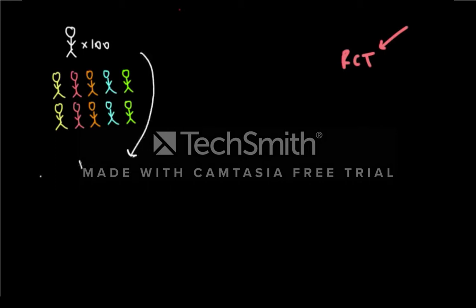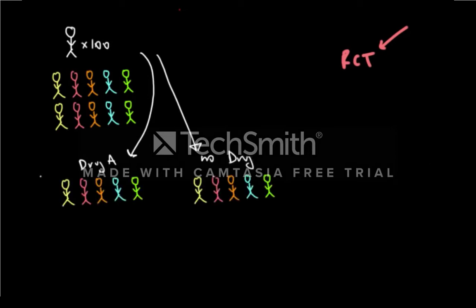Let's say this first group is going to get a drug, which we'll call drug A, and the second group isn't going to get a drug. This population of 100 is divided into two groups of 50, which I've drawn in here. Ideally, it's divided so that each population has a similar breakdown, with an equal number of individuals with similar characteristics in each.